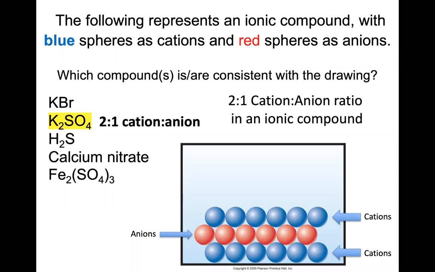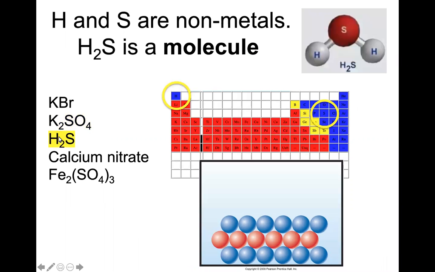Now, sometimes students would say, well, what about H2S? That seems like it's 2-to-1. That one we have to be a little bit careful with. Because if I find hydrogen and sulfur, those are both nonmetals. I think H2S forms a molecule. It is not forming an ionic compound.